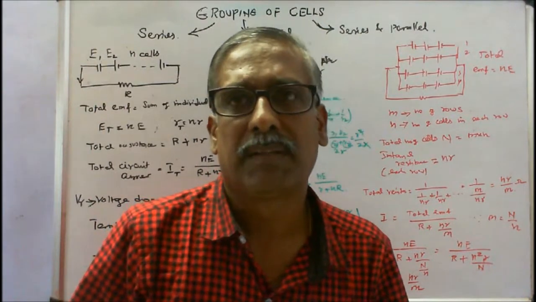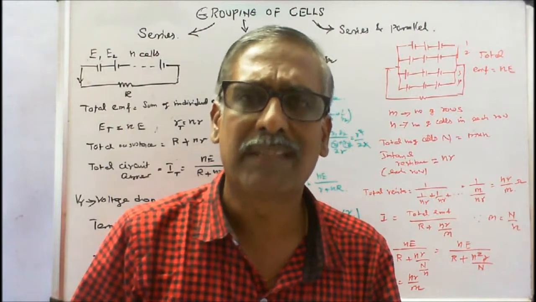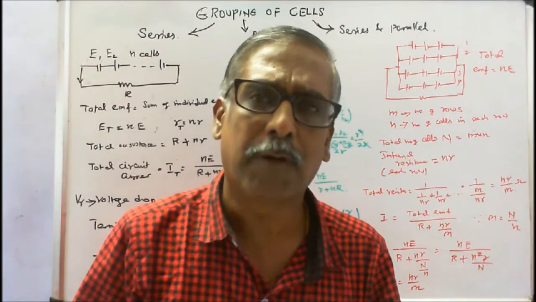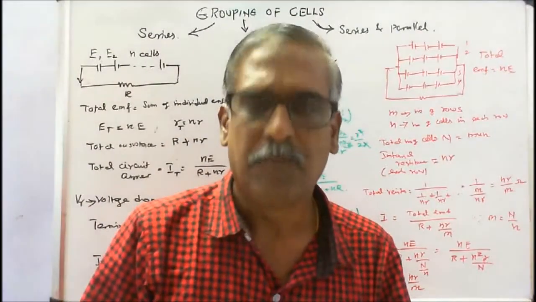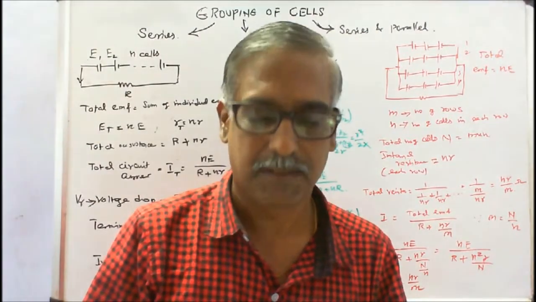Today's topic is grouping of cells, and today's information is about the great scientist, the inventor of the lead acid battery and the inventor of the rechargeable battery. The inventor of the lead acid battery is Wilhelm Josef Sinsteden, a German physician and physicist.